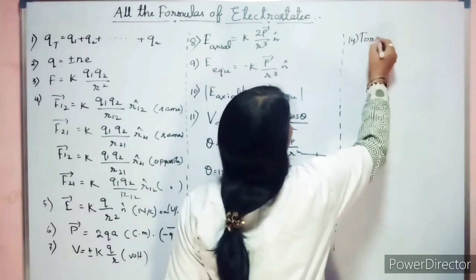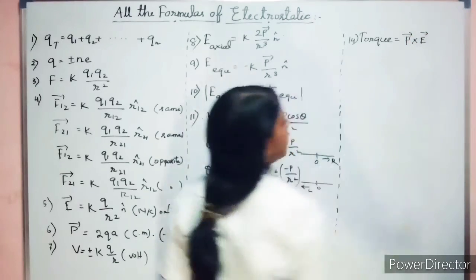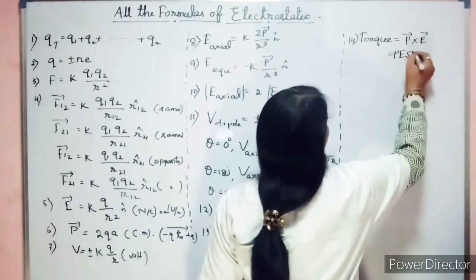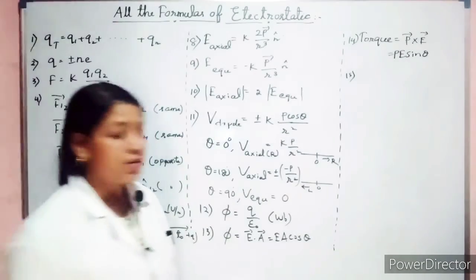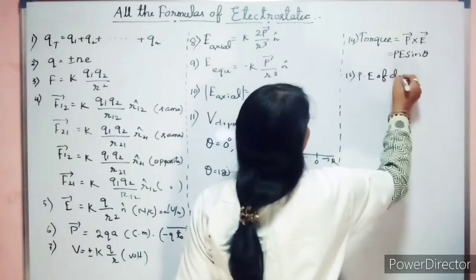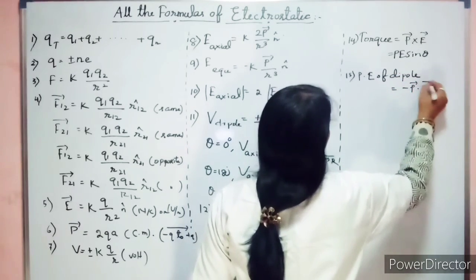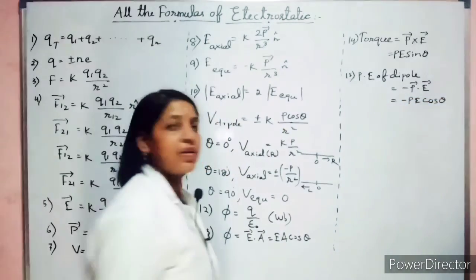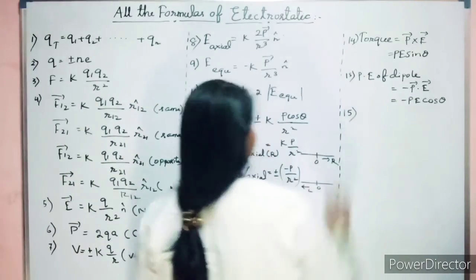Next is your torque. What is the torque on a dipole? Torque equal to p vector cross E vector, or it is also called pE sin theta. Then potential energy due to a dipole. The potential energy of a dipole is equal to minus p vector dot E vector, or it is called minus pE cos theta. Fine. Next formula.